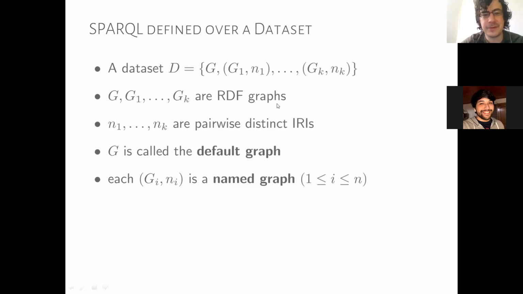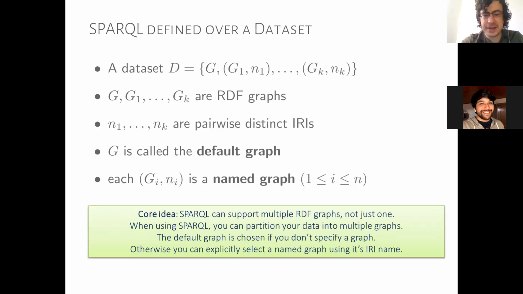So all of these are RDF graphs. We have pairwise distinct IRIs, which means we can only use each name once. G is called a default graph, which we refer to if we never mention a graph in our update or query. And after that, each of these pairs G, N, each pair of graph and name, is a named graph. Okay. So we have this data set here, and the idea is this will enable us to query a selection of different graphs, or to select which graphs we want to query, rather than just having one massive graph.